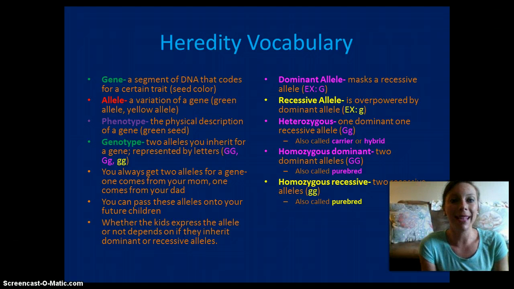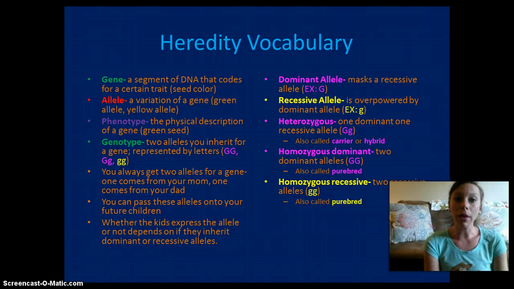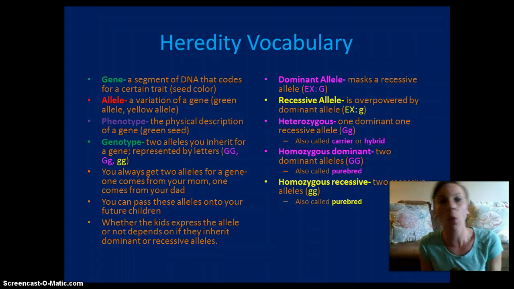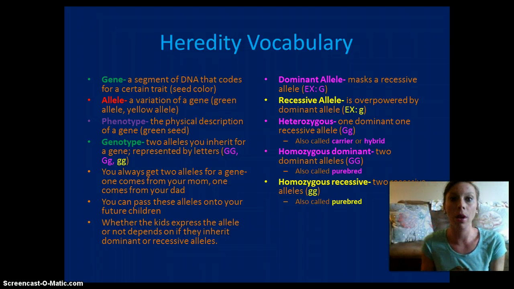The genotype, as I said, are going to be the letters, the two alleles that you inherit for a gene. So they could either be capital G, capital G, capital G, lowercase g, or lowercase g, lowercase g. You always get two alleles for each gene. One comes from your mom, one comes from your dad. So one comes from the sperm, one comes from the egg. And when they fuse together, you have the zygote that has the chromosomes from mom and dad.